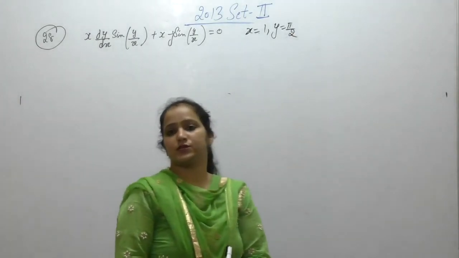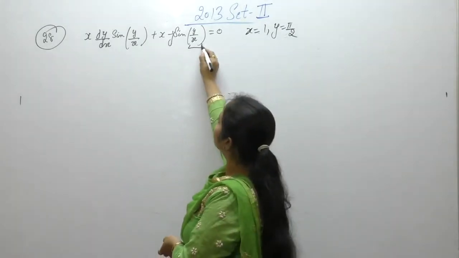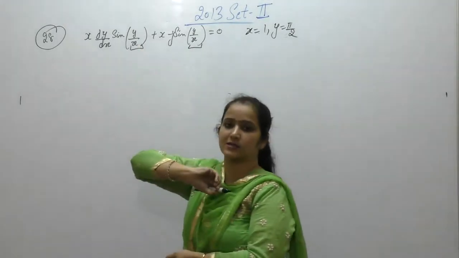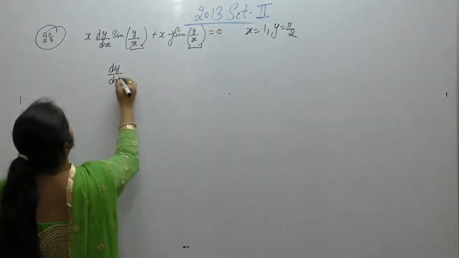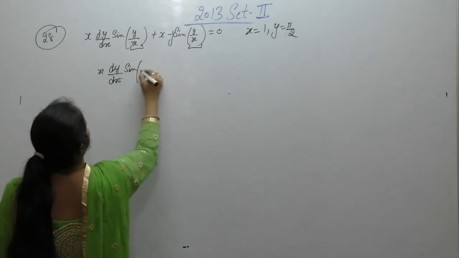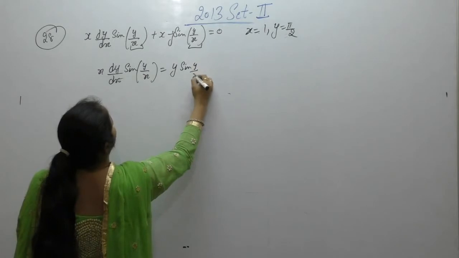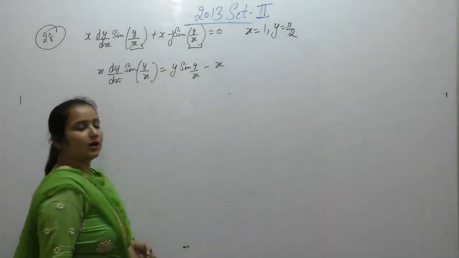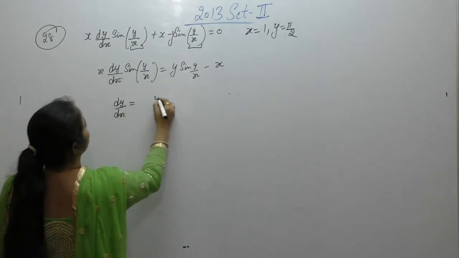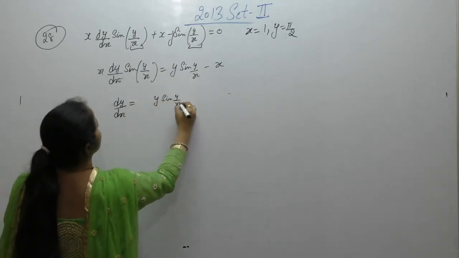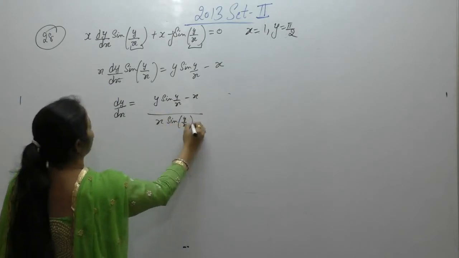Now we have to first show that this is a homogeneous differential equation. If we see here, this is y upon x. So the differential equation will be of the form dy upon dx. So write it first as x dy upon dx sine y upon x is equal to y sine y upon x minus x. Now dy upon dx is y sine y upon x minus x upon x sine y upon x.